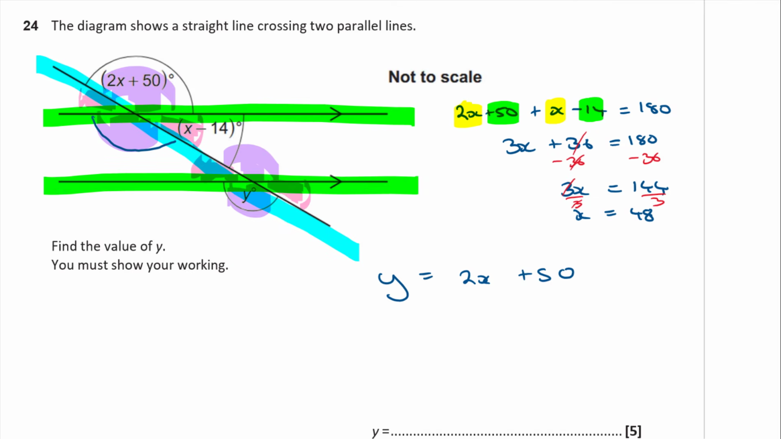So it's 48. So now I know that x is 48. I can write it in there, look, where the x is, and I can find the value of y now. So y is 2 lots of 48 plus 50. So 2 lots of 48, what's that? That's 96, and 96 plus 50, that's going to be 146. So y is going to be 146.